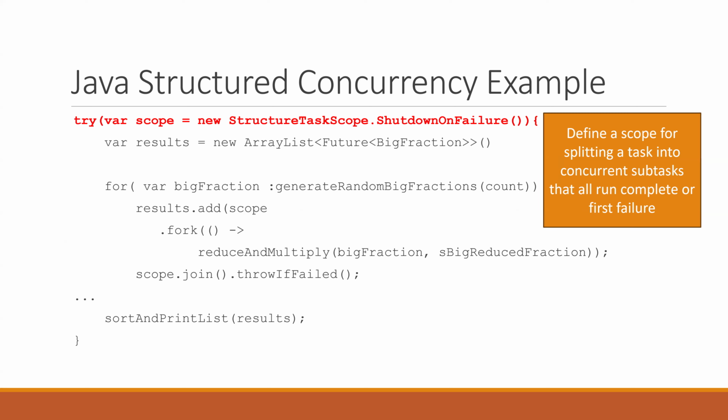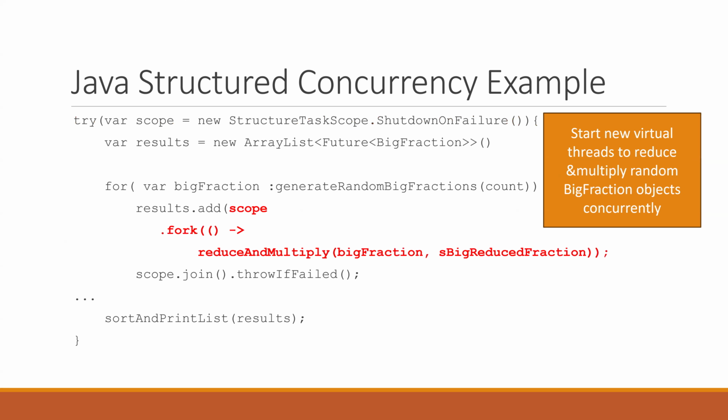That means if I do throw an exception, I can stop, and the higher level scope will be over. In this case, I'm also saying if I get a failure or when everything finishes, then this task will be done. So that's what I've stated there. The next thing is I'm using that scope to fork off new threads that are going to be handling the work that I need to do.